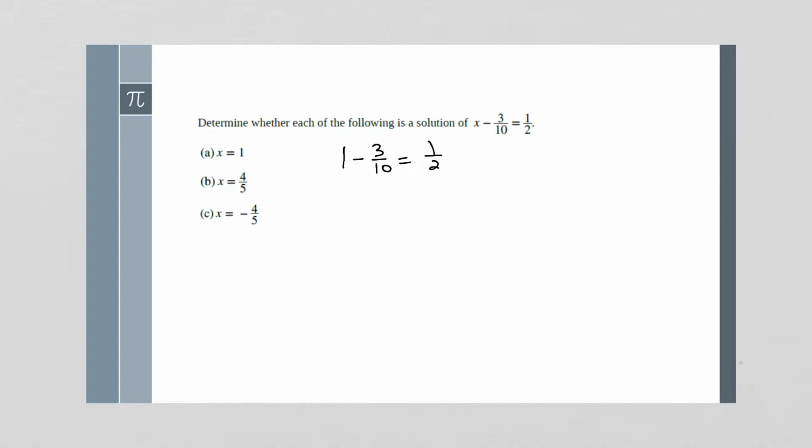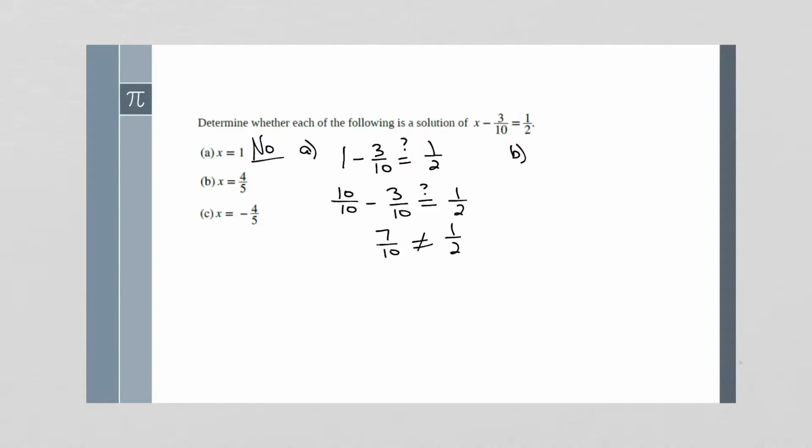So then you can either grab your calculator and type in 1 minus 3/10 and see if that equals 1/2, or you can do this by hand. 1 is the same thing as 10 over 10. Why did I choose 10? So that I can have a common denominator. And I'm going to put a question mark there because I'm not sure yet. So 10 over 10 minus 3 over 10 gives me 7 over 10, which does not equal 1/2. So on part A, I would say no, that is not a solution.